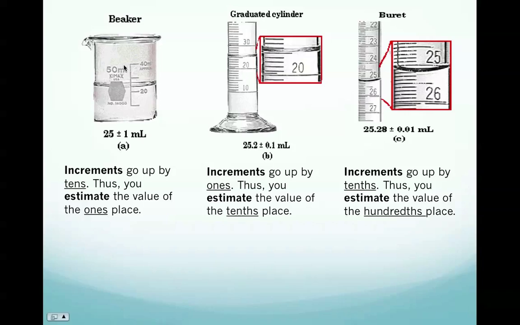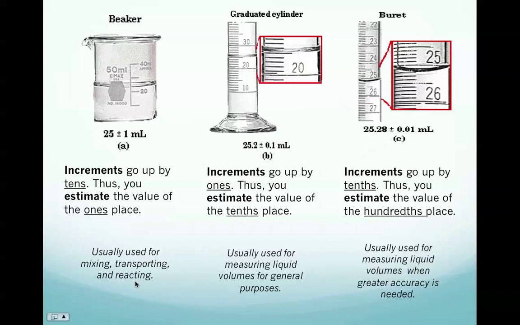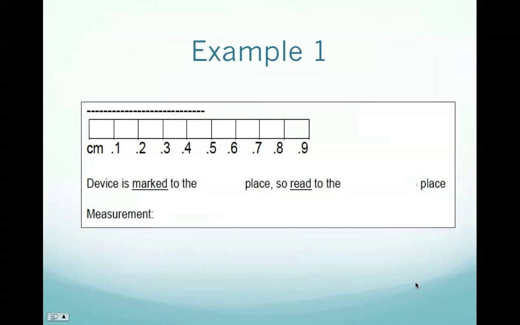So you can see the values here. As we go from the beaker, which measures it to 25 milliliters, the graduated cylinder, which would give us 25.2, and the burette, which is the most precise, 25.28, we're increasing the precision, which is based on our instrument and the increments that it provides us. That's why usually for beakers, we only use them for mixing, carrying them around, or reacting, while graduated cylinders and burettes are used for measuring our liquids. And usually burettes are really only used when we need a very high degree of accuracy.